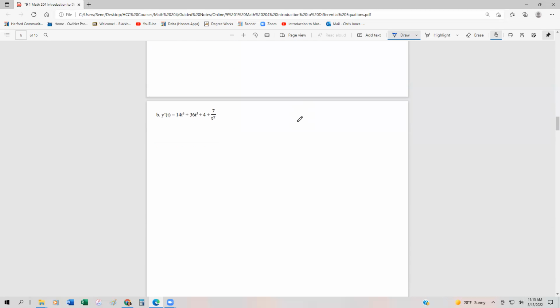Okay, another example: y prime of t equals 14t to the 6th plus 36t to the 5th plus 4 minus 7 over t to the 6th. Again, we're going to integrate both sides, but this time with respect to t. So this is the integral of y prime of t dt, and then the integral of 14t to the 6th plus 36t to the 5th plus 4. And I'm just going to set this up by writing it as 7t to the minus 2 instead of 7 over t squared, dt.